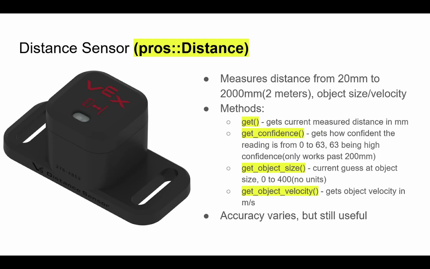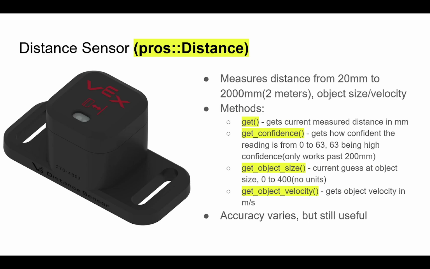The distance sensor can be defined with PROS distance. This part measures distance from 20 millimeters to 2000 millimeters, or 2 meters, and can also return object size or velocity. Some methods it can use are get, which gets the current measured distance in millimeters, get confidence, which gets how confident the reading is from 0 to 63, 63 being high confidence. Keep in mind that this part only works past 200 millimeters because anything closer will be very confident.